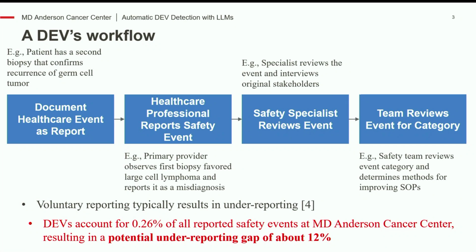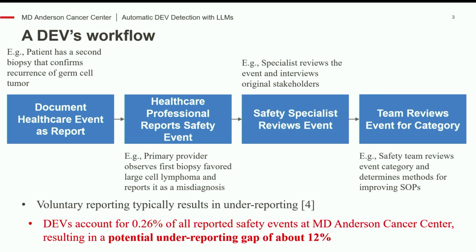So this is like a day in the life of a diagnostic error event. I just follow the direction of the arrows. A patient has a second biopsy, some kind of healthcare event occurs and is reported. A provider or clinician may notice something in the clinical notes or the report and realize that there was a diagnostic error or some kind of misdiagnosis, and the report is like a safety event. Then the clinical patient safety team will take that data and review it to see if any harm actually came to the patient or if there is any potential for harm. And then eventually some committee will review it and determine if there's any potential for improving the standard operating procedures associated with that event. So this is nice.